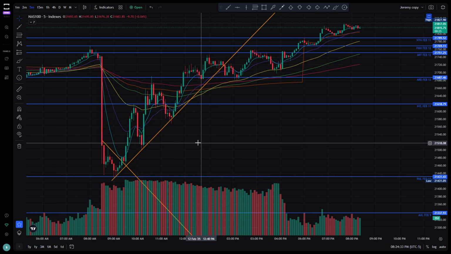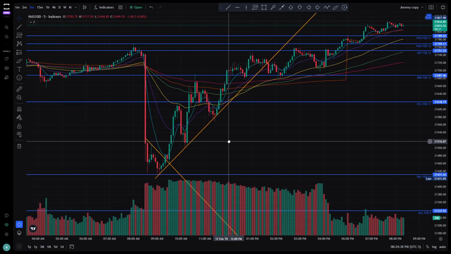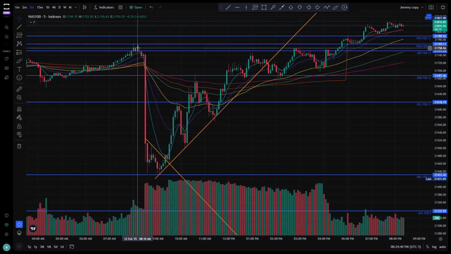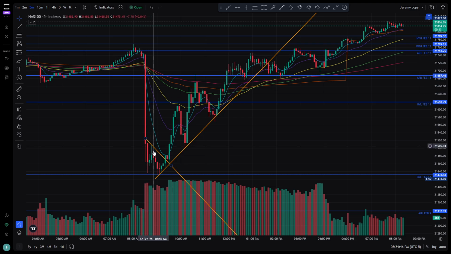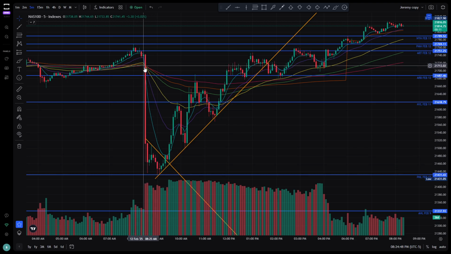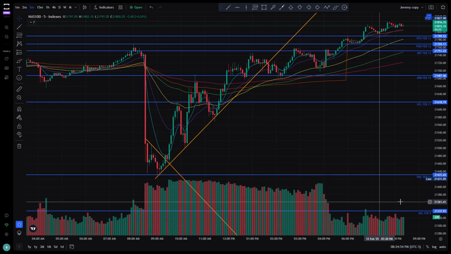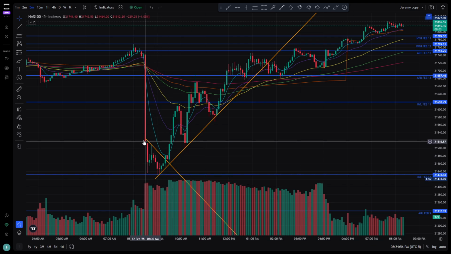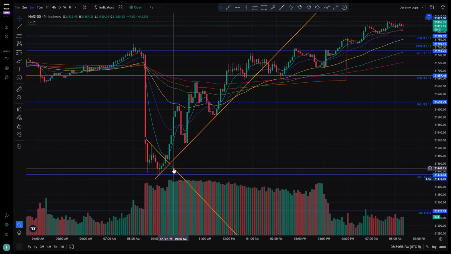I want to go over a little daily recap here for February 12th, and we are on NAS. So we got this massive dump at 8:30 in the morning as soon as that news came out on CPI. And what did it do? It created a massive imbalance here, and a bearish pennant started to form with the low being pre-market low and this trend line following these spots.